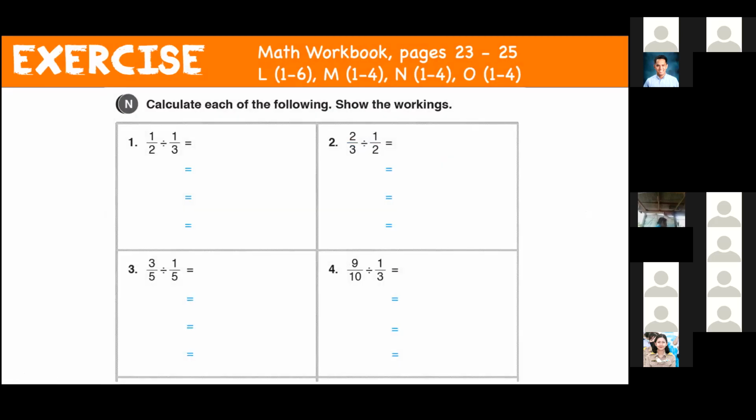Okay, calculate each of the following, show the workings. 1/2 divided by 1/3. I will answer number 1 again, and you will answer 2, 3, 4. Look at number 1. 1/2 times 3, because the reciprocal of 1/3 is 3/1 or 3. 1 times 3 is 3/2, and 3 divided by 2 is 1 and 1/2.